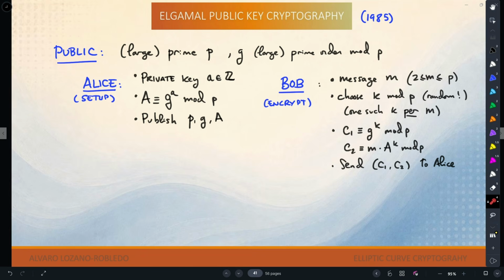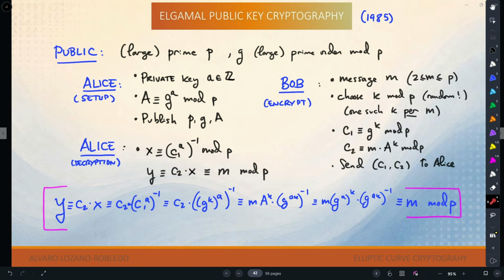You choose a secret k modulo p, some random number k, and you use one k per m. We'll come back to this because it came back to bite a few very important people not to do this. So you choose one k per message, and then you compute a pair, c1 and c2, like so, and send this pair c1, c2 to Alice. And now this is the encrypted message, and Alice is supposed to be able to decrypt it.